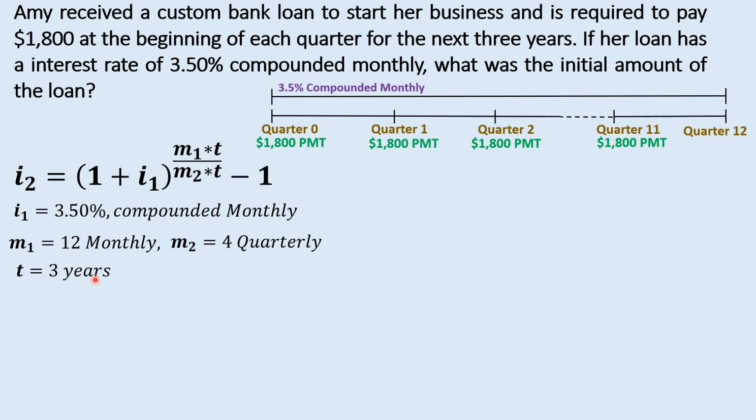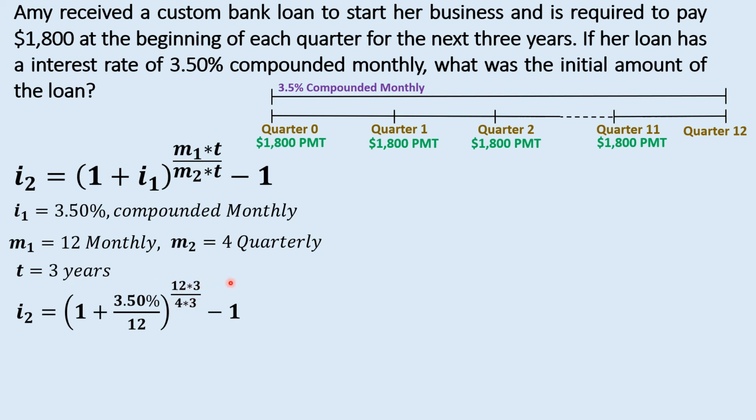With this information, we plug it into our equation, and we get 1 plus 3.5% divided by 12 to the power of 12 times 3 divided by 4 times 3. Again, 12 is the monthly frequency of 3.5%. 4 is the frequency that we're trying to achieve. 3 is the number of years given in the question.